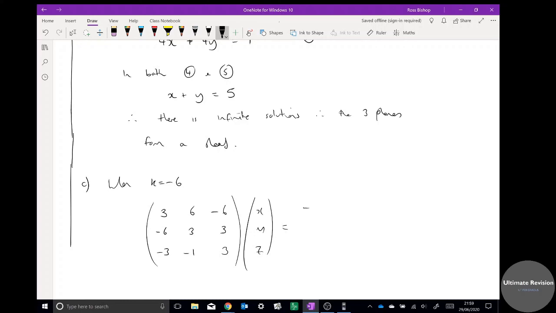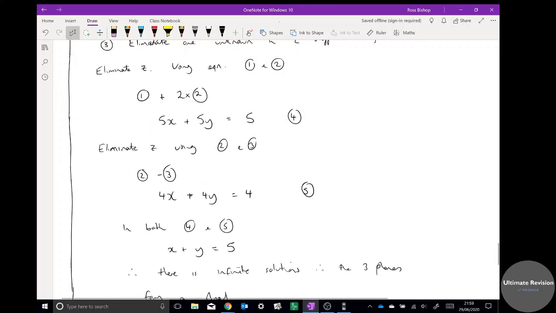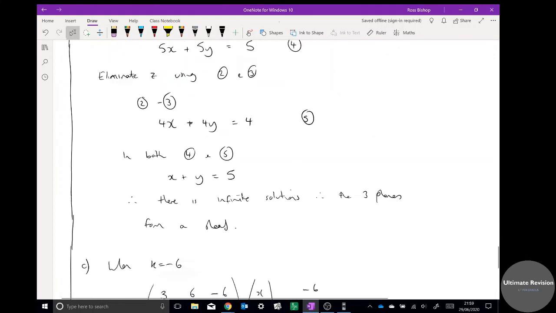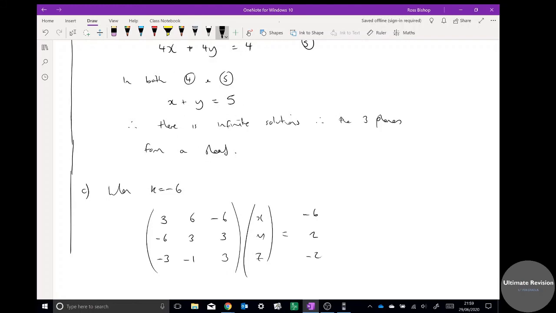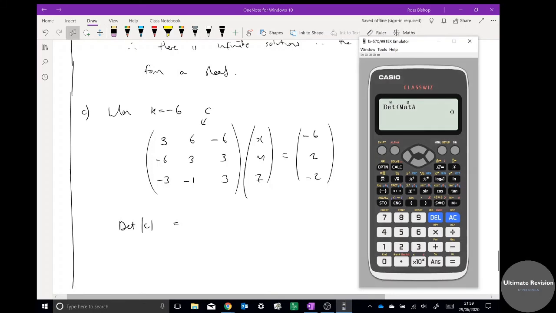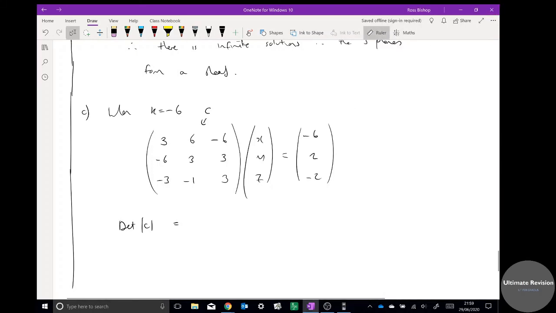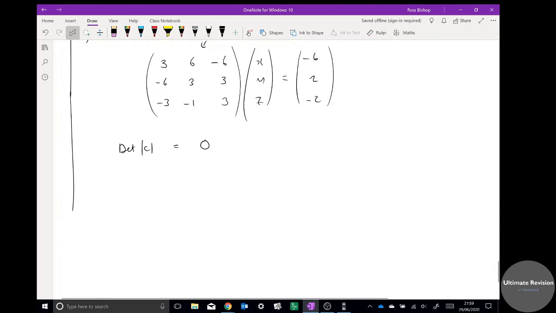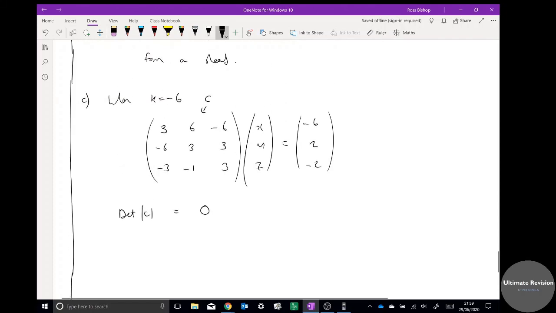What was that mean? Minus 6. 2 minus 2. Okay, so if I call this matrix this time C, and if I work out the determinant of C, you can probably predict what this will be. In fact, I'll tell you what it will be. It is 0. You can check me, but it is 0. So again, you're thinking, oh no, it could be one of those 4. So let's look at the equations.